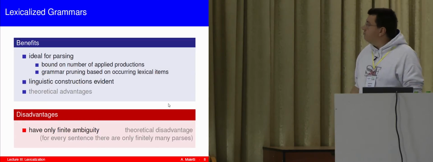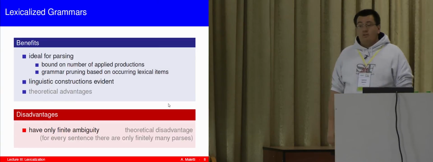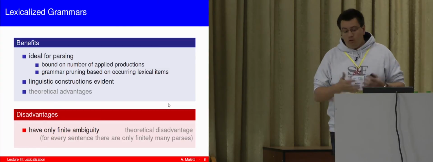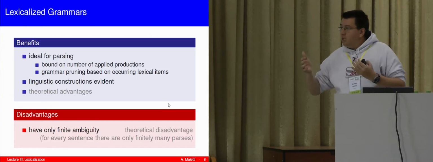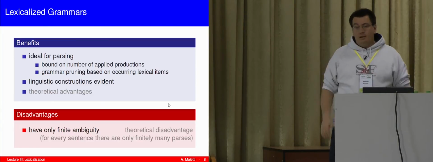There are, of course, some disadvantages as well. So they have only finite ambiguity, such grammars, right? Because you can only use finitely many productions, it means that each sentence can have only finitely many parses. It's kind of clear.